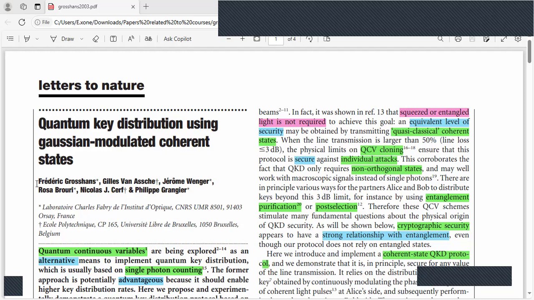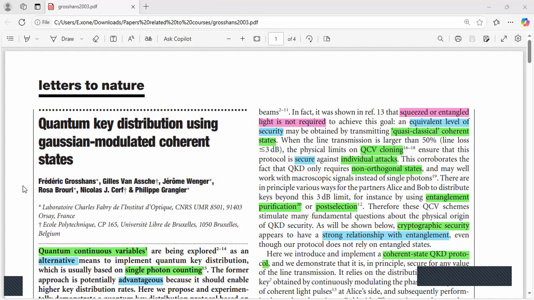It is written by the main author Frédéric Grosshans and his collaborators, and these people have done a very great job in the field of quantum information. Historically, people have introduced quantum key distribution protocols using photons like BB84, B92, or E91. That is the entanglement-based protocol.